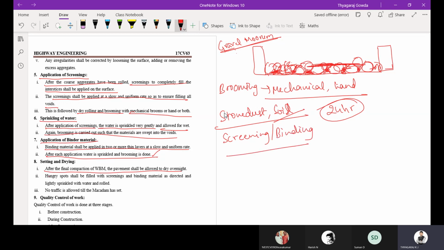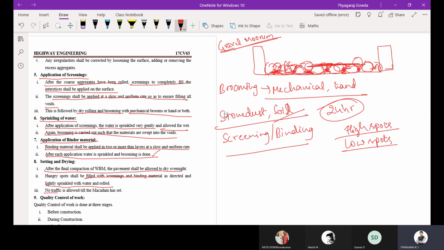Hungry spots shall be filled with the screening and binding material as directed, lightly sprinkled with water and rolled. So hungry spots, that is high spots and low spots, you are going to verify, and you are going to rectify them by placing new material. Then you are going to sprinkle the water and roll it again.